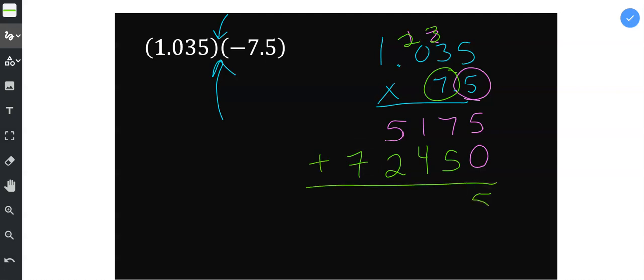5 and 0 is 5, 7 and 5 is 12, I carry the 1. 4 and 1 is 5, plus another 1 is 6. 5 and 2 is 7, and 5 and 2 is 7.